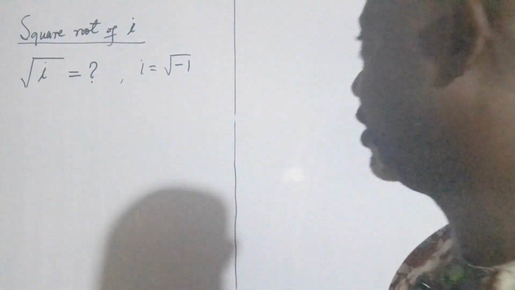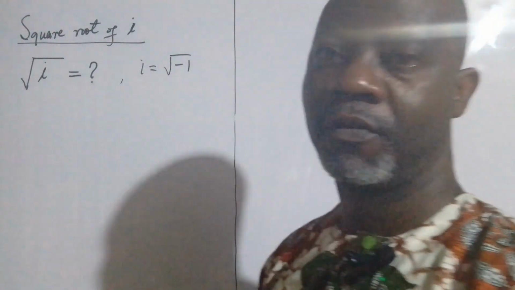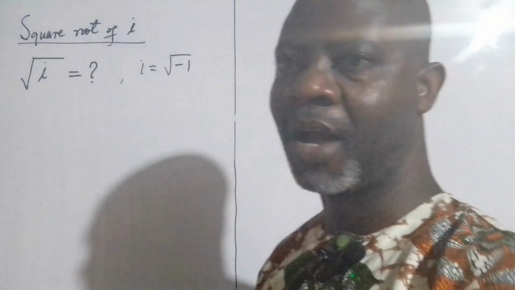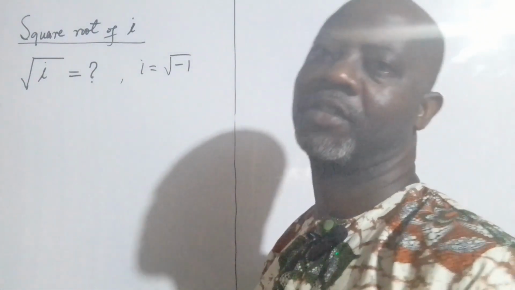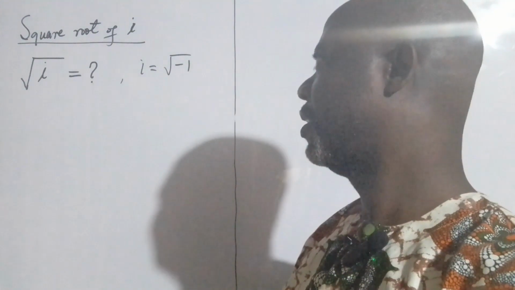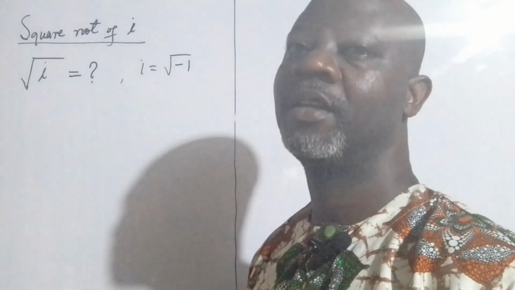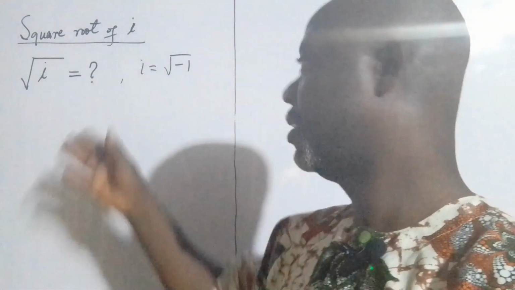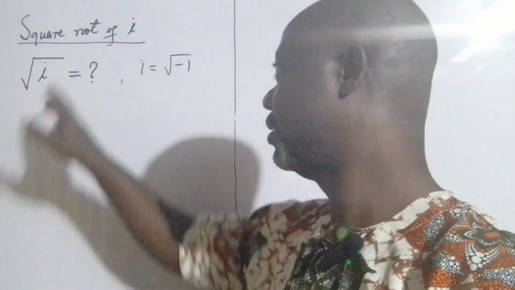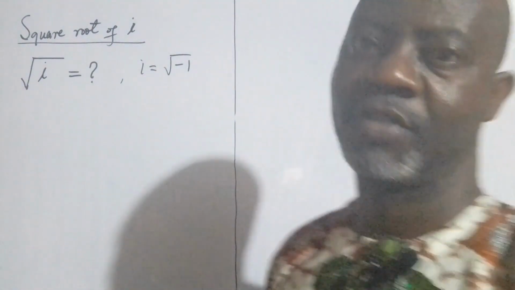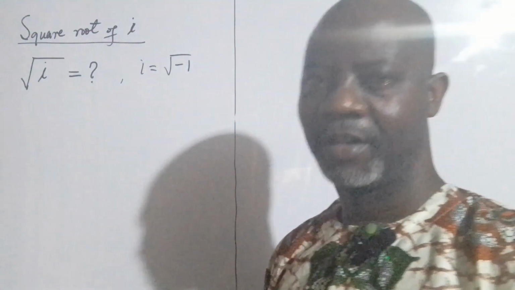Okay, so if that is the case, have you thought about finding the square root of i itself? And can we ask ourselves the question, is the square root of i a real or complex number? Well, the truth is that the square root of i is actually a complex number. In fact, a set of two complex numbers. And that is what we are here to prove, that the square root of i is a set of two complex numbers. And so, if you are ready, let's get started.